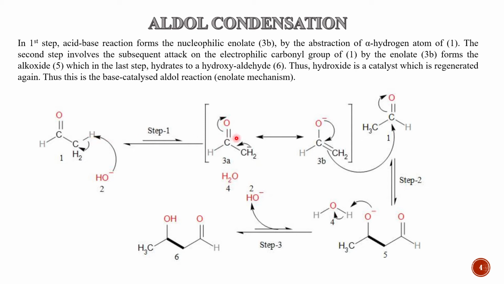So you can see this is the anion, and this is obviously the water. This is the anion 3A, which has a resonance to form the enolate. This is the enolate, 3B. So this is the nucleophilic enolate. Now there is again another story. Why is this equilibrium backward?